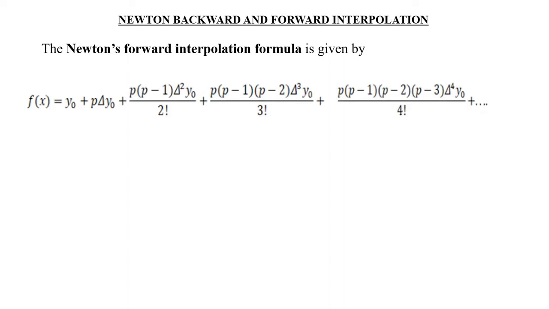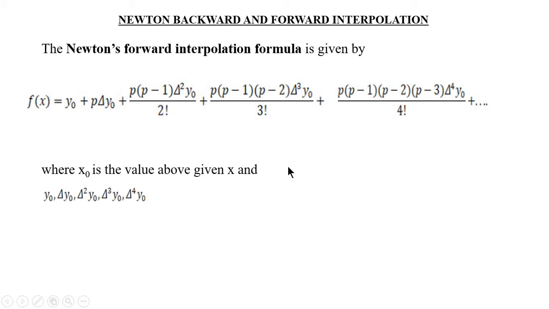The forward interpolation formula is given by f of x equal to y naught plus p into delta y naught plus p into p minus 1 divided by 2 factorial into delta square y naught etc. Here you can remember, for forward we have p into p minus 1, p into p minus 1 into p minus 2, p into p minus 1 into p minus 2 into p minus 3, where x naught is the value above the given value x from the table, and these are the forward differences which are the corresponding values from the table. p can be obtained using the formula x minus x naught by h, where h is the difference of the values of x which are at equal intervals.